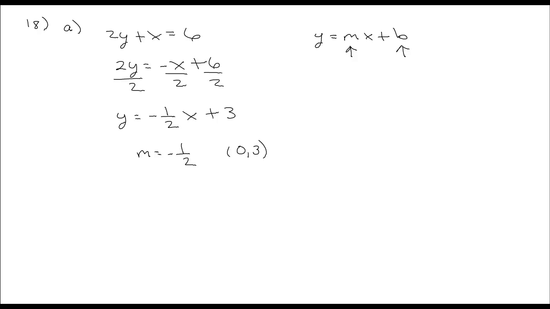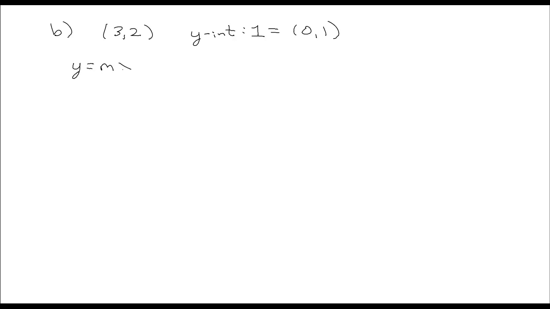For part B, we're looking for the equation of a line that goes through the point 3, 2 with a y-intercept of 1, which is to say, again, 0, 1, because if it's the y-intercept, the x value is 0. So I have a given point and the y-intercept. If I use this format again, I know the intercept value, but I need the slope value. Well, I'm given 2 points, so I can find that.